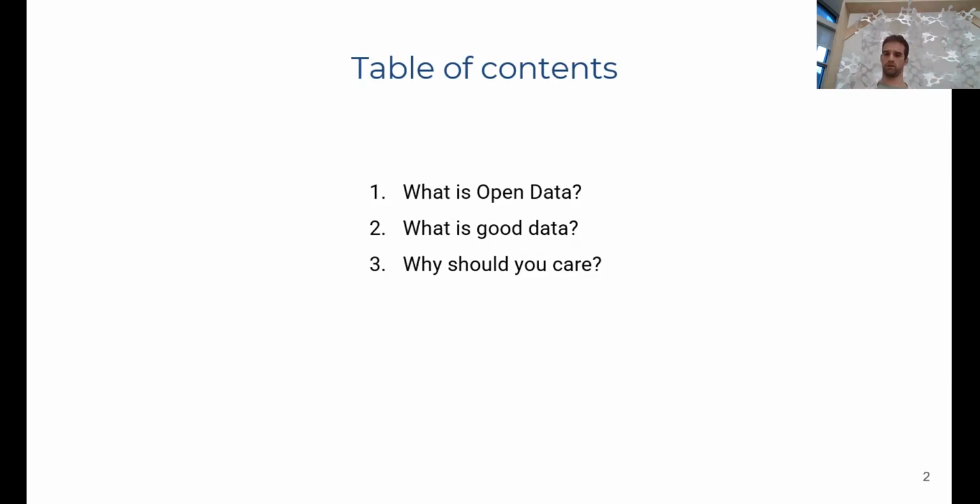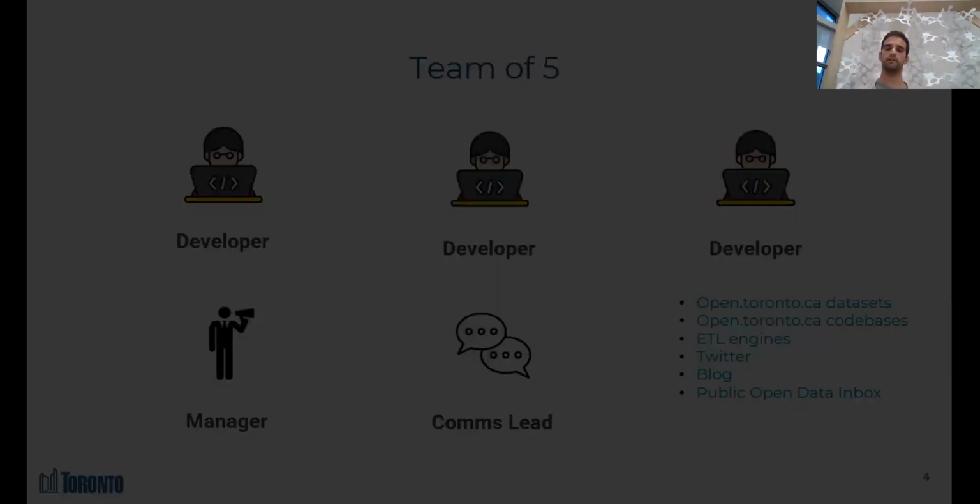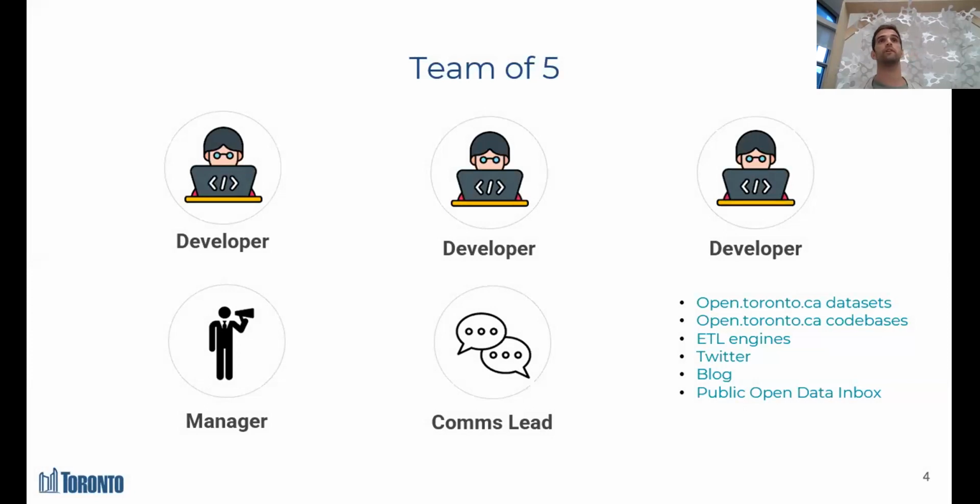So before I introduce what open data is, let me introduce myself and my team again. I'm one of 3 software developers on a 5-person team, the open data team in the city of Toronto. We've also got a manager and a comms lead. And short version, we manage a website called open.toronto.ca. That is the city of Toronto's open data portal, and that's where we provide data sets about the city of Toronto's bureaucracy. I'll talk a little bit more about that.